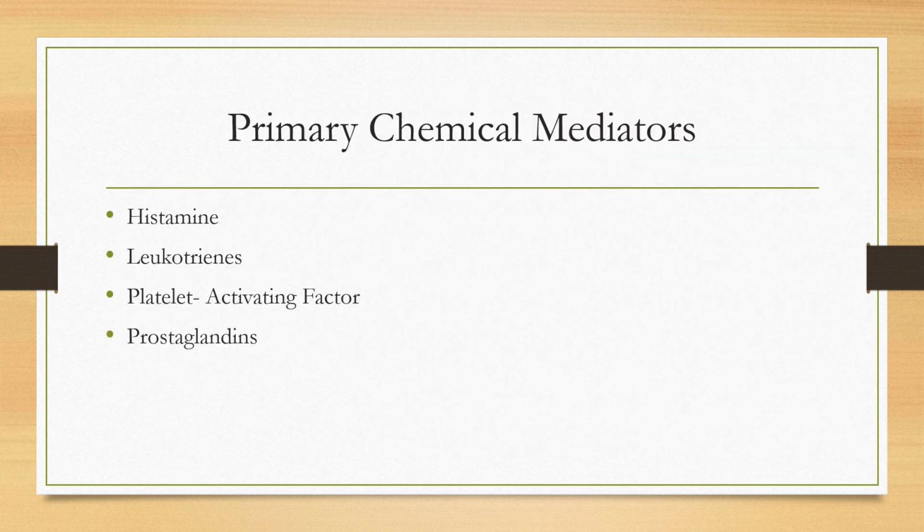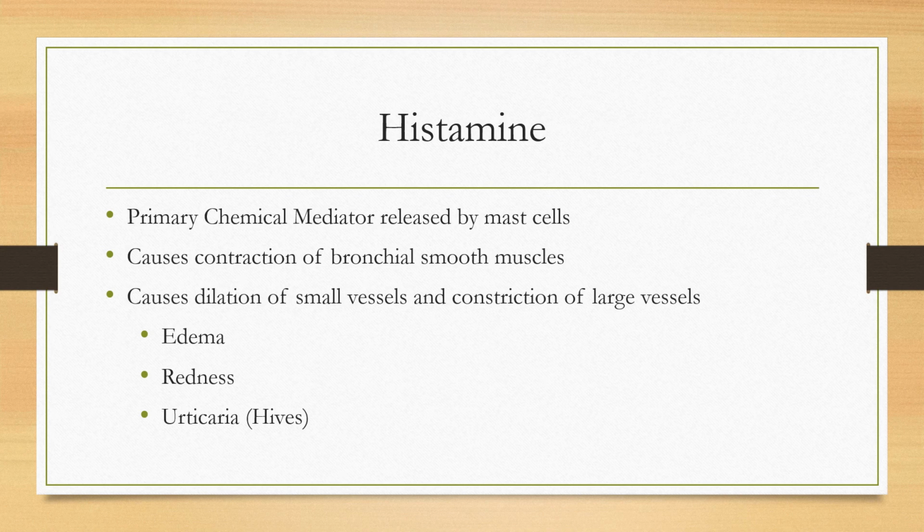So the primary chemical mediators are histamine, leukotrienes, the platelet activating factor, and then the prostaglandins. So histamine is the primary chemical mediator that is released by the mast cells. This will cause contraction of the bronchial smooth muscles. It will cause dilation of small vessels and constriction of the larger vessels.